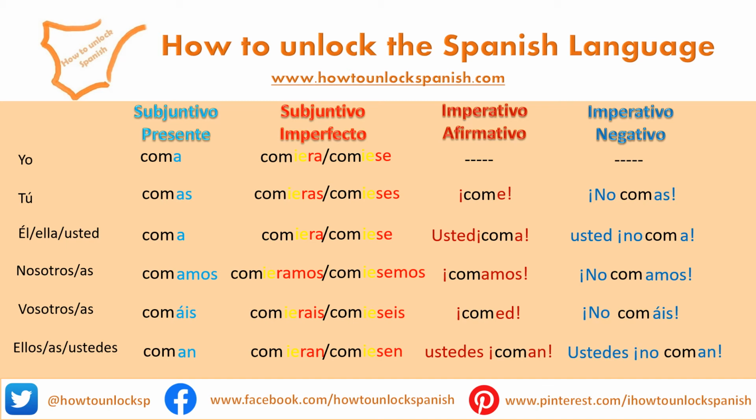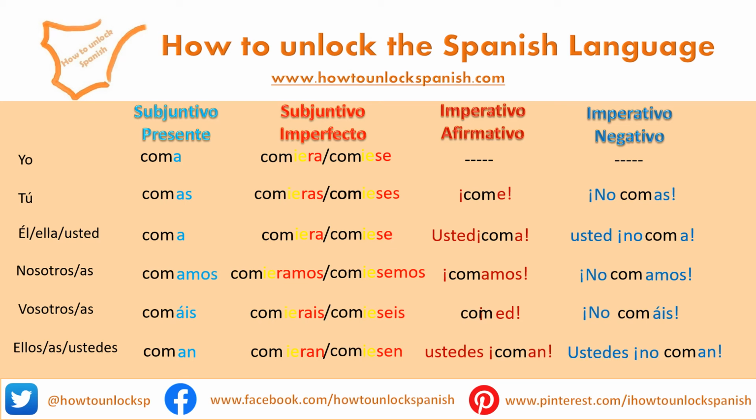So here we will just conjugate the presente subjuntivo, and for comer it goes coma, comas, coma, comamos, comáis, coman. As you can see, I'm using the endings of -ar verbs instead of -er verbs, and yo uses the same ending as él, ella, and usted.